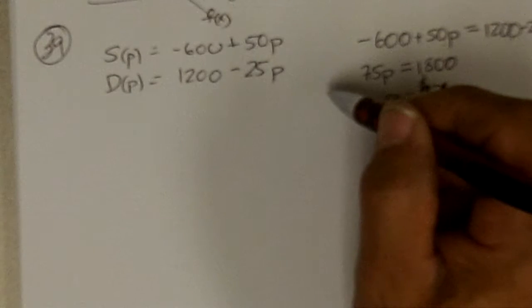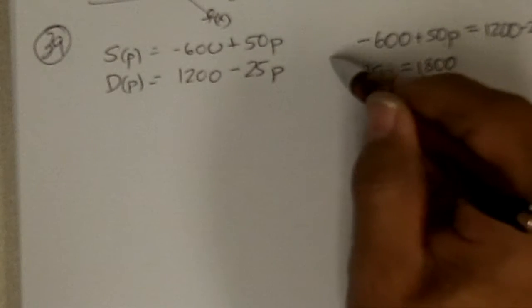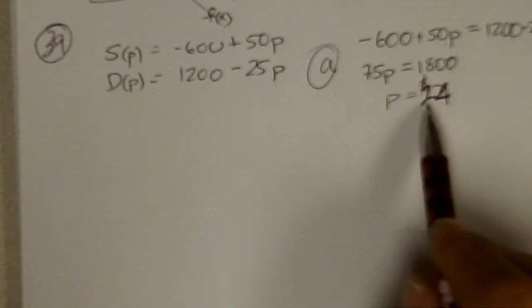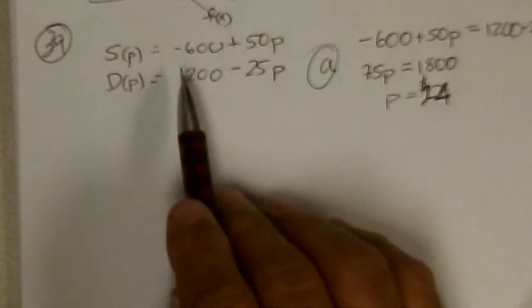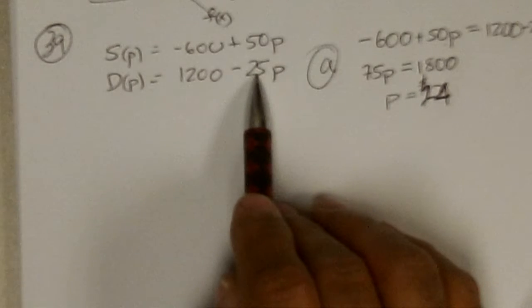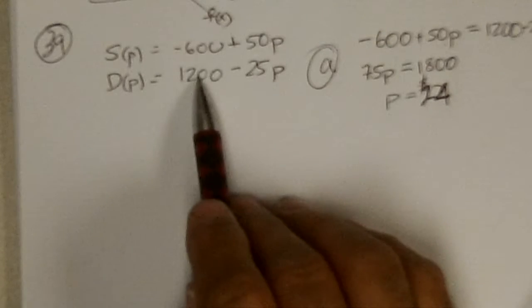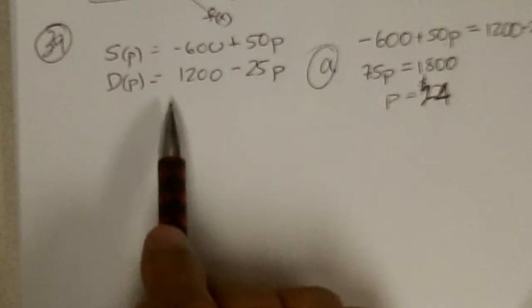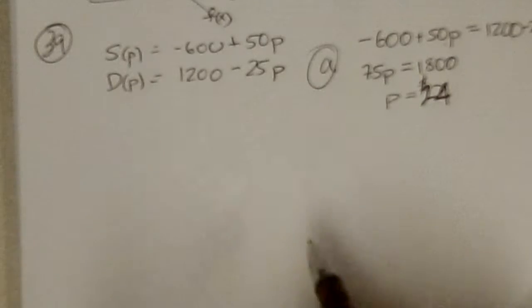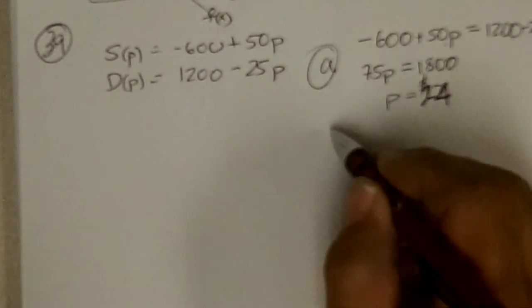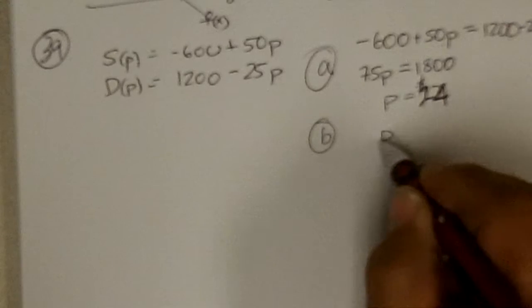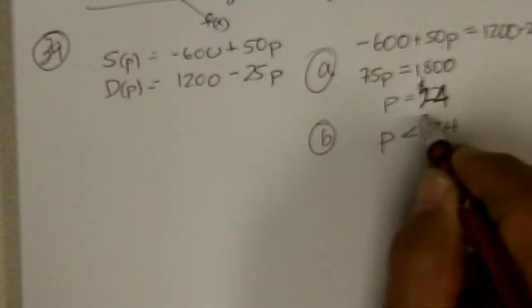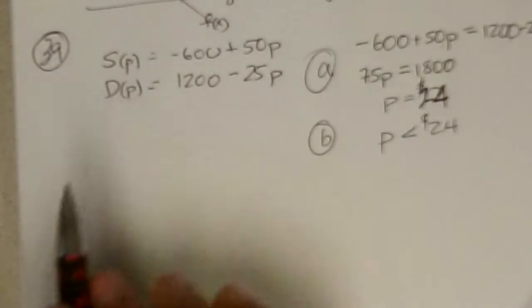So that's part A for 39. Part B, determine the prices at which quantity demanded is greater than supplied. If that's equal at 24 and the demand goes down and we want the quantity demanded to be greater, so the price would be less, would be the greater demand. So if P was less than $24, there'd be a greater demand and less supply.